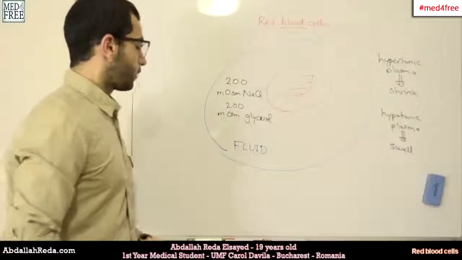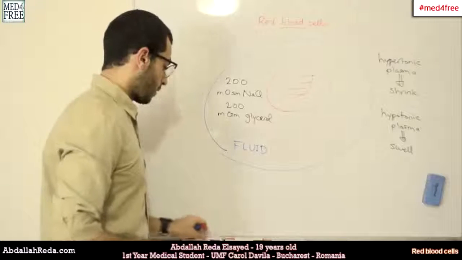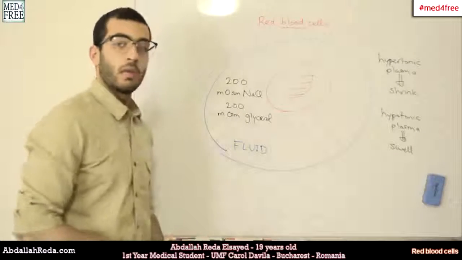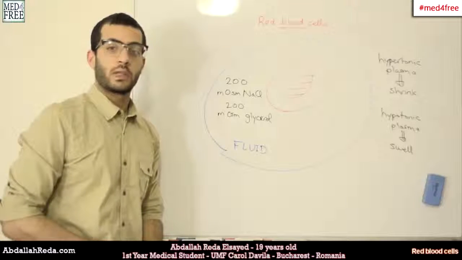And that's it for the red blood cells and their interaction with the tonicity of the plasma. I hope it was clear for you. And until the next time, I thank you for watching and see you.